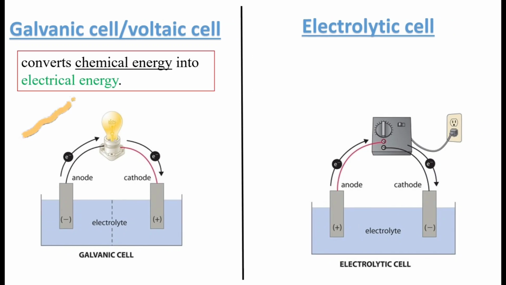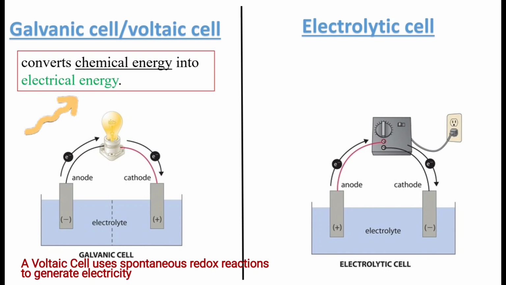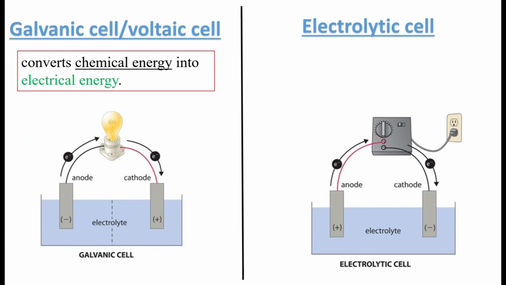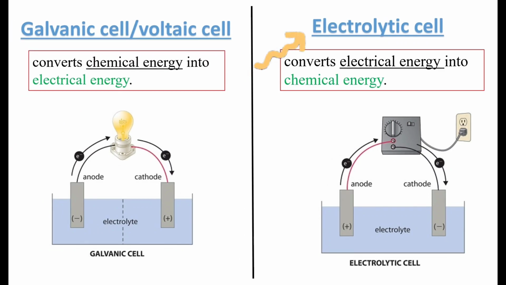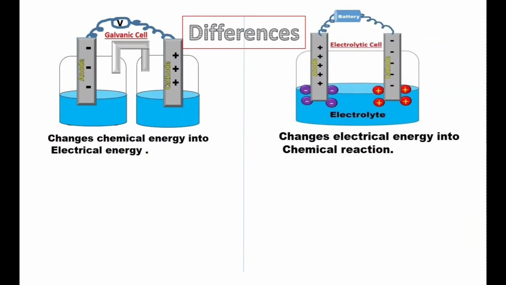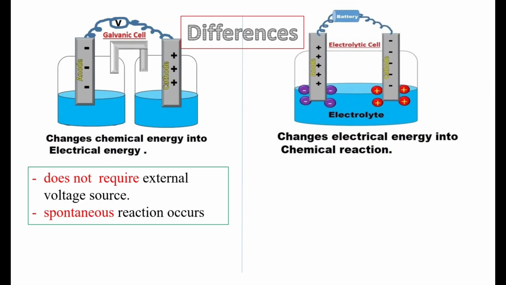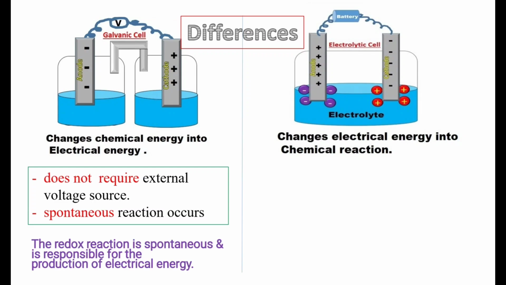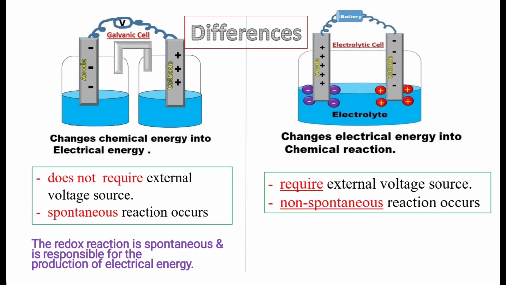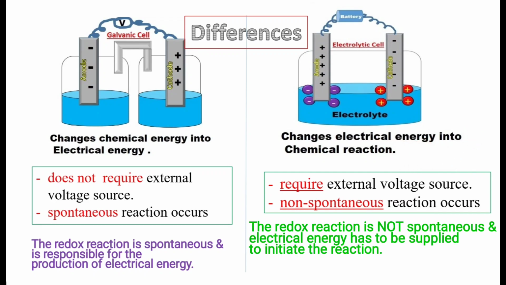A voltaic cell is an electrochemical cell that uses chemical reactions to produce electrical energy, while an electrolytic cell converts electrical energy into chemical energy. A voltaic cell does not require an external voltage source and spontaneous reactions occur. However, an electrolytic cell does require an external voltage source and non-spontaneous reactions occur.